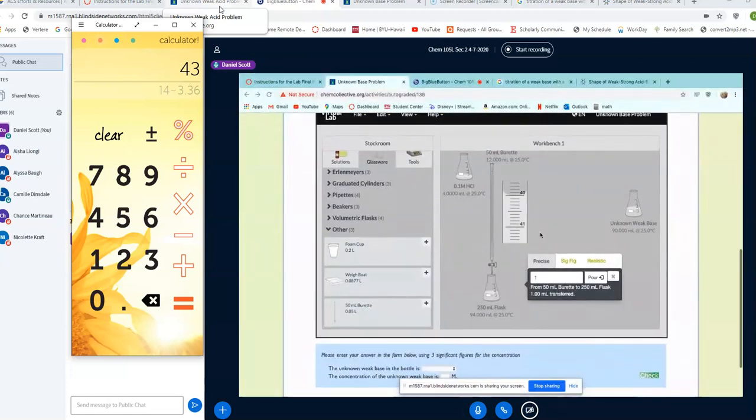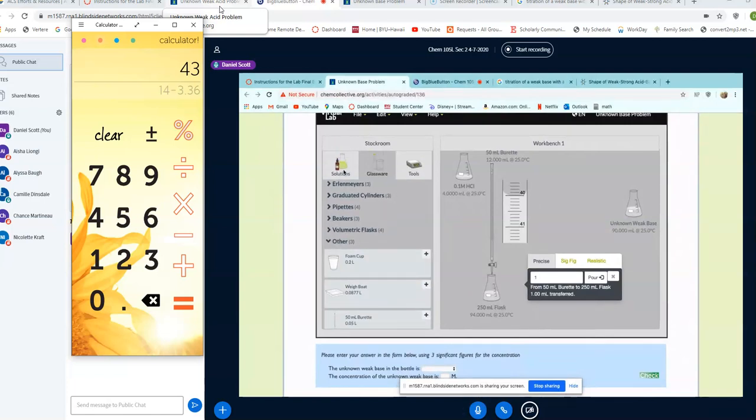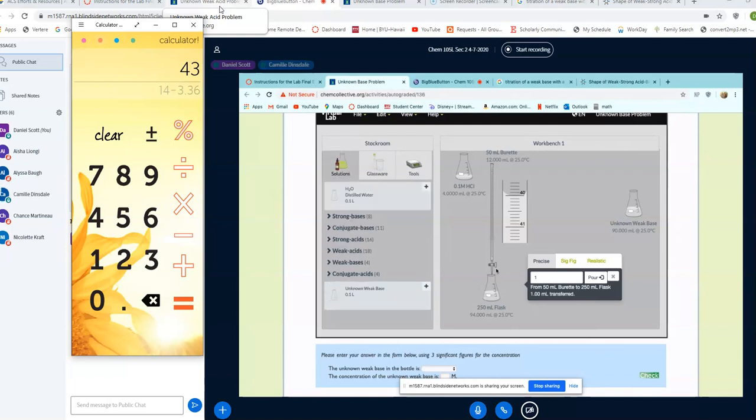Now, somebody else want to tell me, Aisha, do you know how we know our endpoint is getting close? Sorry, I was looking at something else. That's fine. I didn't catch it. Do you know, Aisha, how we know that our endpoint is getting close?